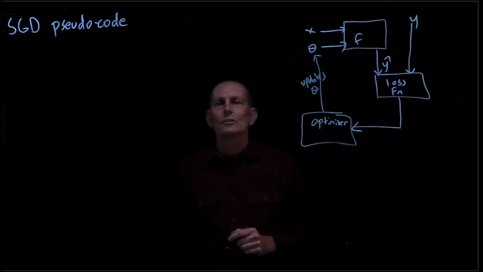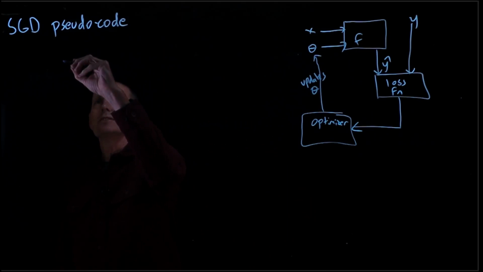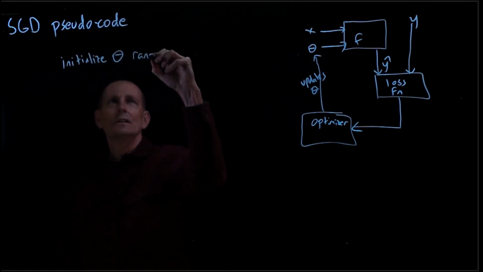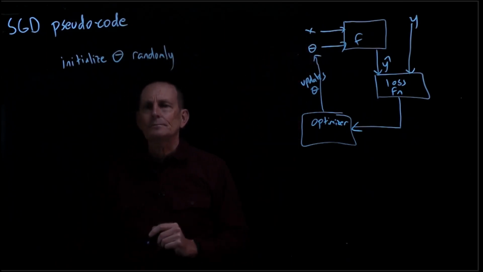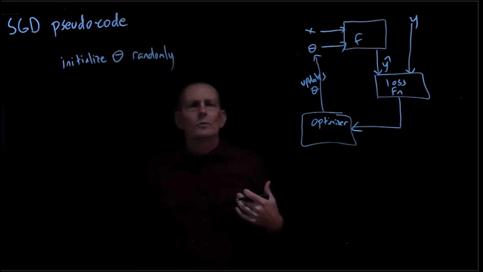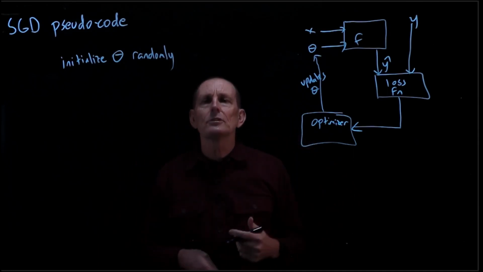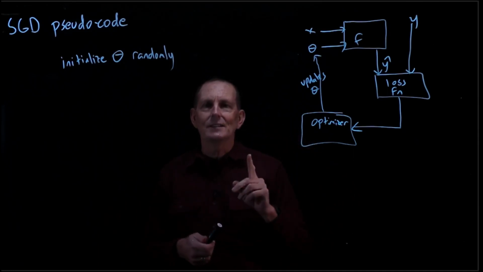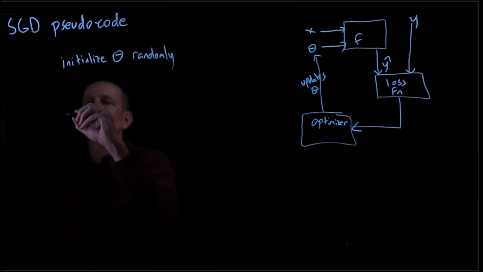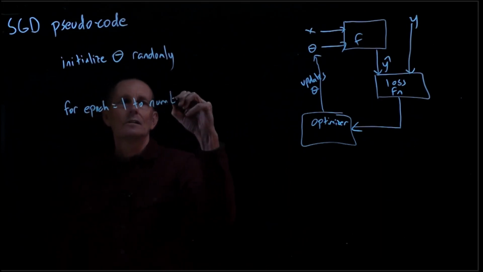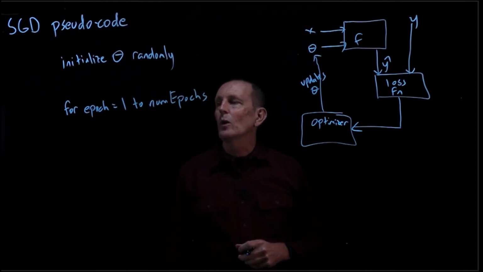Let's look at the code that we actually would use. First, we're going to initialize theta randomly, so we get an initial value of our theta. And then, as discussed before, we're going to run through our training samples more than once. A single run through all the training examples is called an epoch, and we're going to go through multiple epochs. So we're going to have a loop that goes from 1 to the number of epochs. And what will we do through each epoch?